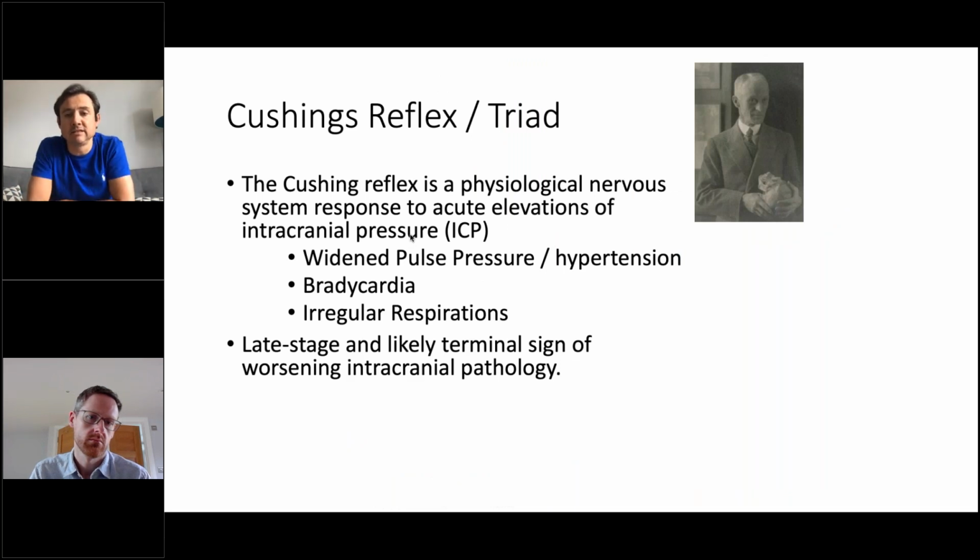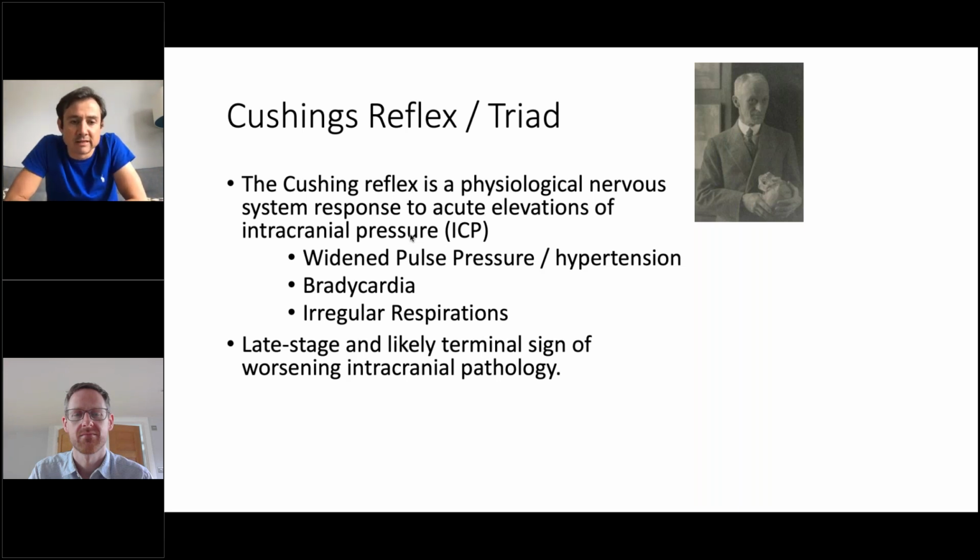Cushing's triad. This is Monsieur Cushing. Actually, he was American, but yeah. So this is Cushing, very famous American neurosurgeon who founded the AANS, the American Association of Neurological Surgeons, which is nearly as good as the SBNS, but not quite, which is British, obviously.